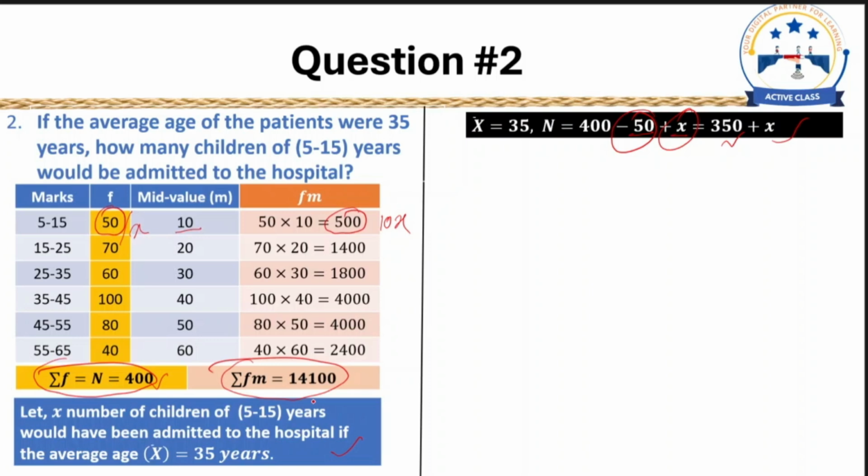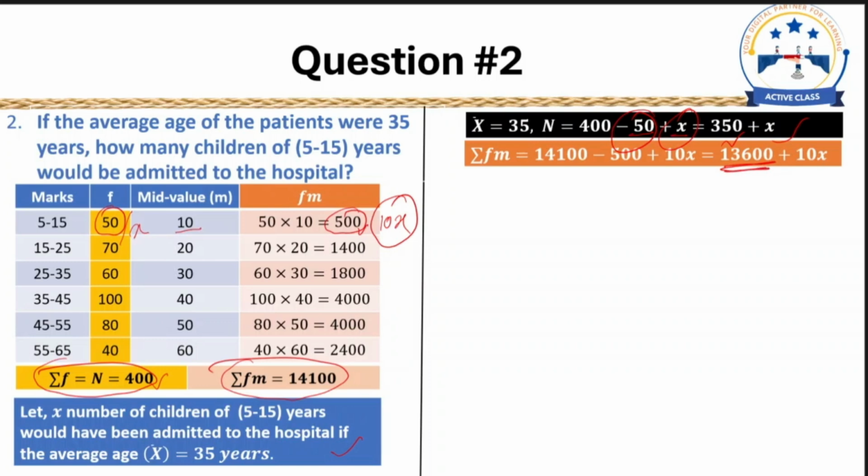Likewise, what happens in case of FM? This 14,100 includes 500, right? So if you are excluding 500, then just subtract it. And in place of 500, you are including 10x, so add 10x. Therefore, summation FM becomes 14,100 minus 500 plus 10x. 14,100 minus 500 is 13,600 plus 10x.